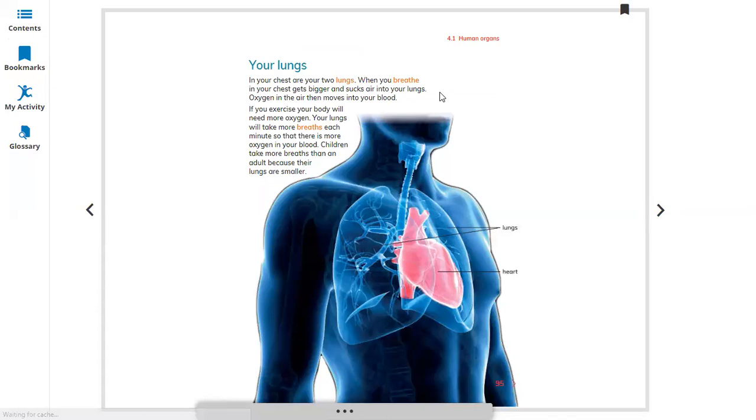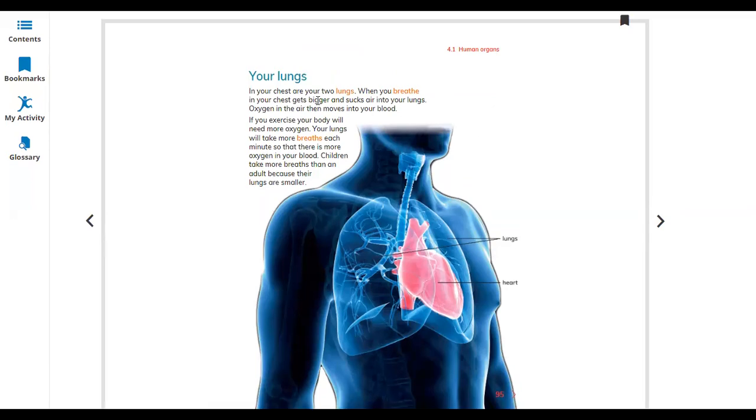Next, your lungs. In your chest are your two lungs. When you breathe in, your chest gets bigger and sucks air into your lungs. Oxygen in the air then moves into your blood. You can see the veins here. Here are two veins.